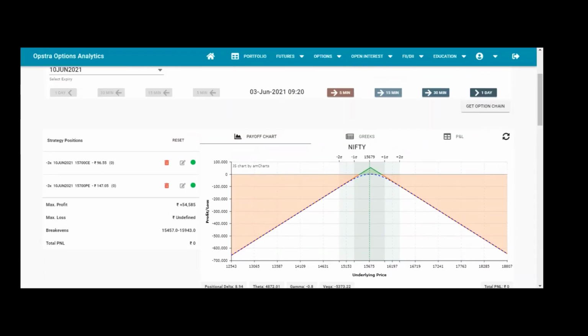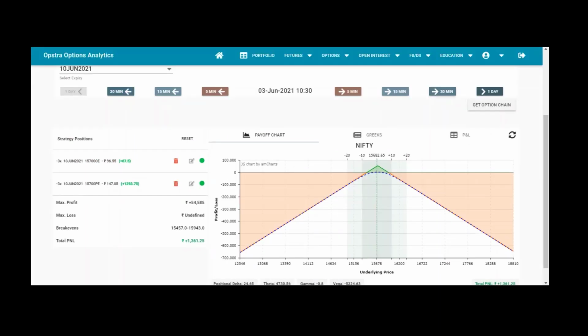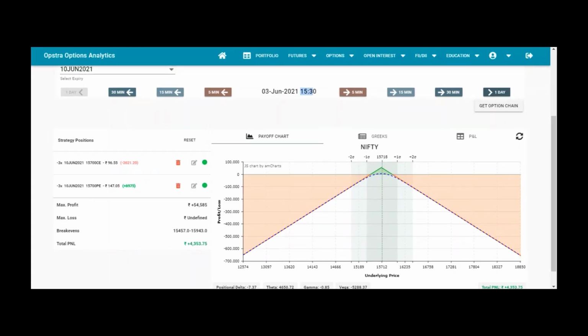Okay, that's it. So this is the first day we implemented the straddle. So let me go 30 minutes ahead from here. Then from here, let me go 30 minutes ahead. You can see the profit total P&L here, left side below. So end of the day, we are in the profit of 4,353 rupees.